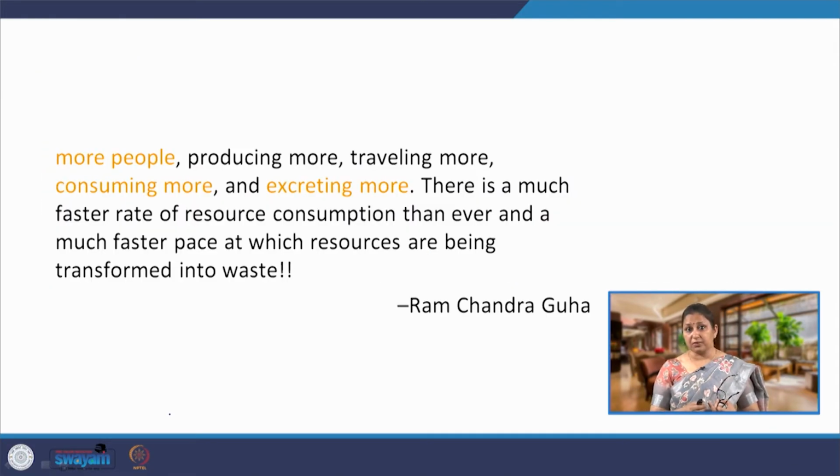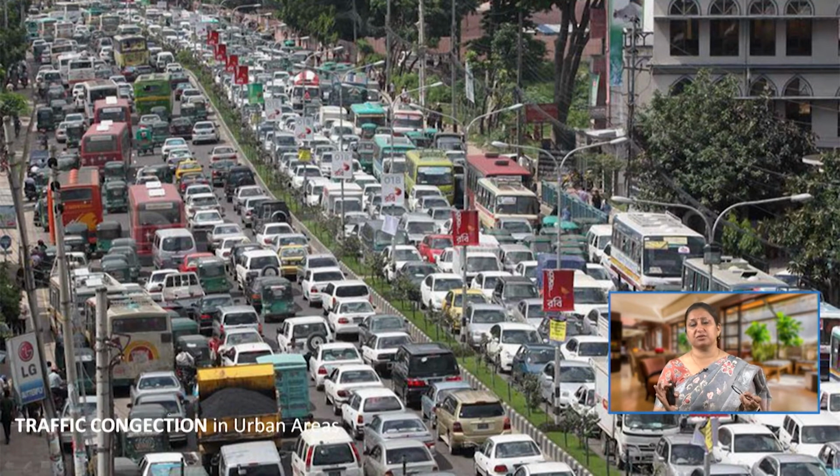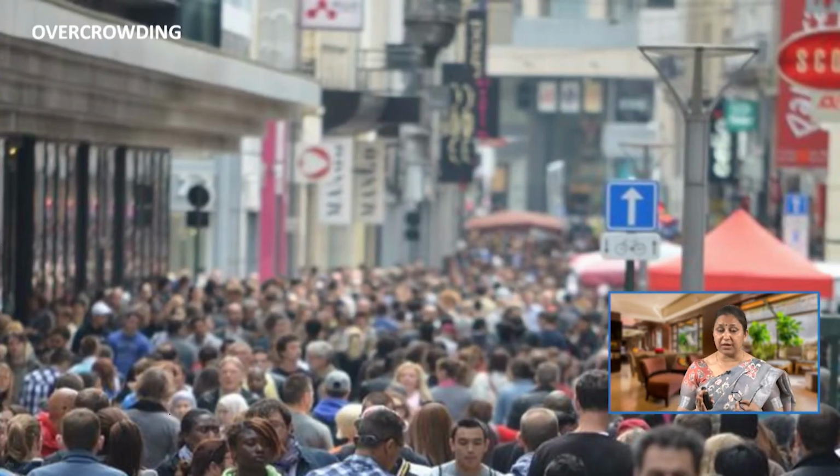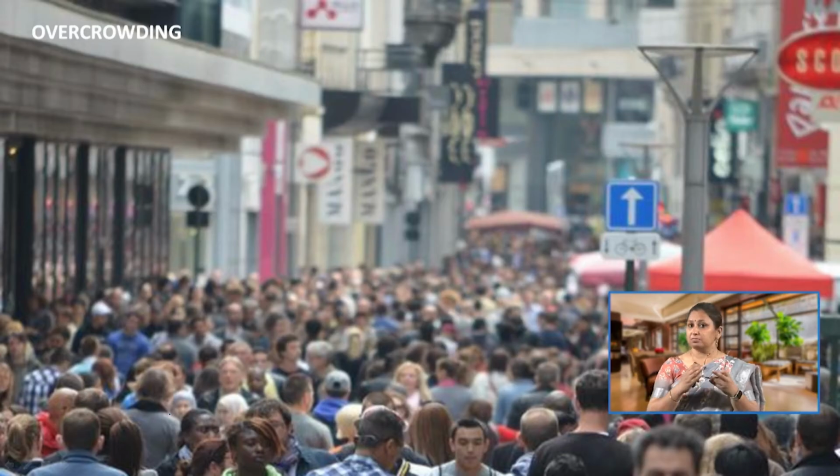Now, where is the problem? The problem, as has been very aptly put by Ramachandra Guha and several other scientists, leaders and thinkers, is that there are more people producing more, traveling more, consuming more and excreting more. There is so much resource consumption and then waste production later, and all of this together is creating havoc on earth, as we clearly realize. And the effects of these problems? Well, we have traffic congestion, urban areas are increasing, more and more people are coming into the cities, and there is overcrowding almost everywhere. In all the urban areas you will find so much population; wherever you go, it is full of people.